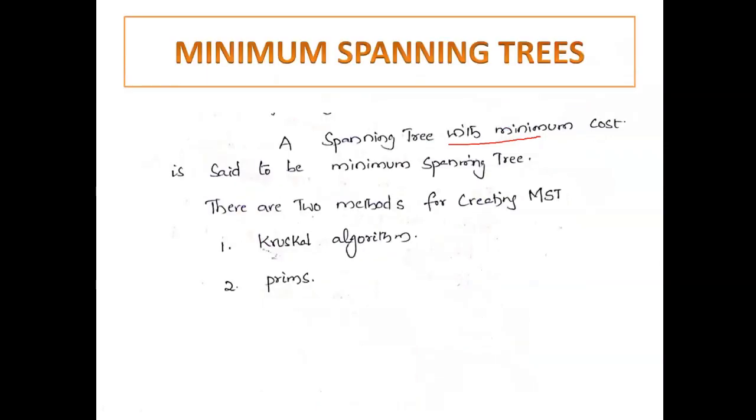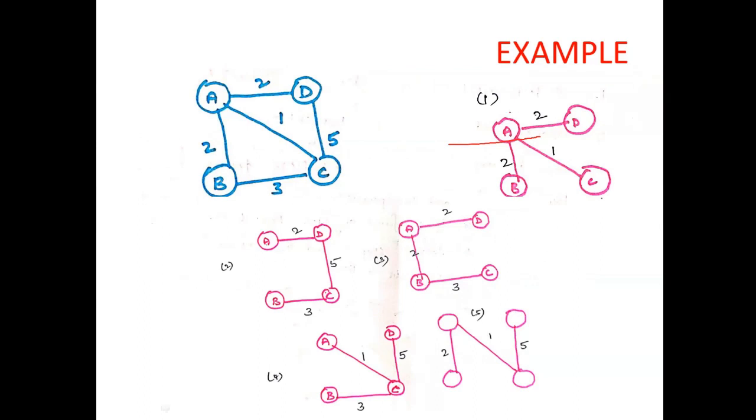In design and analysis of algorithms, we have 2 different algorithms that support creating a minimal spanning tree. One is Kruskal's and the second one is Prim's. Here, these are the different possibilities of spanning trees constructed from this example, and you can see that these are different spanning trees.